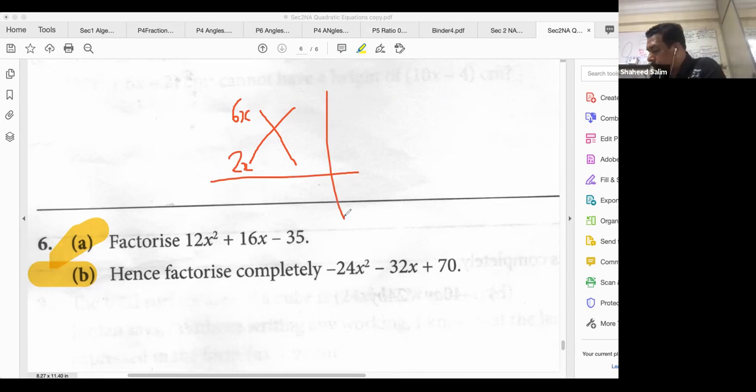And the second one is 5 and 7. I'm not giving you the signs, so you've got to figure out the sign. Okay, 6x and 2x, 5 and 7. Let us see who can get the right answer. Shafi, can you get the second part of the answer? You have not tried.